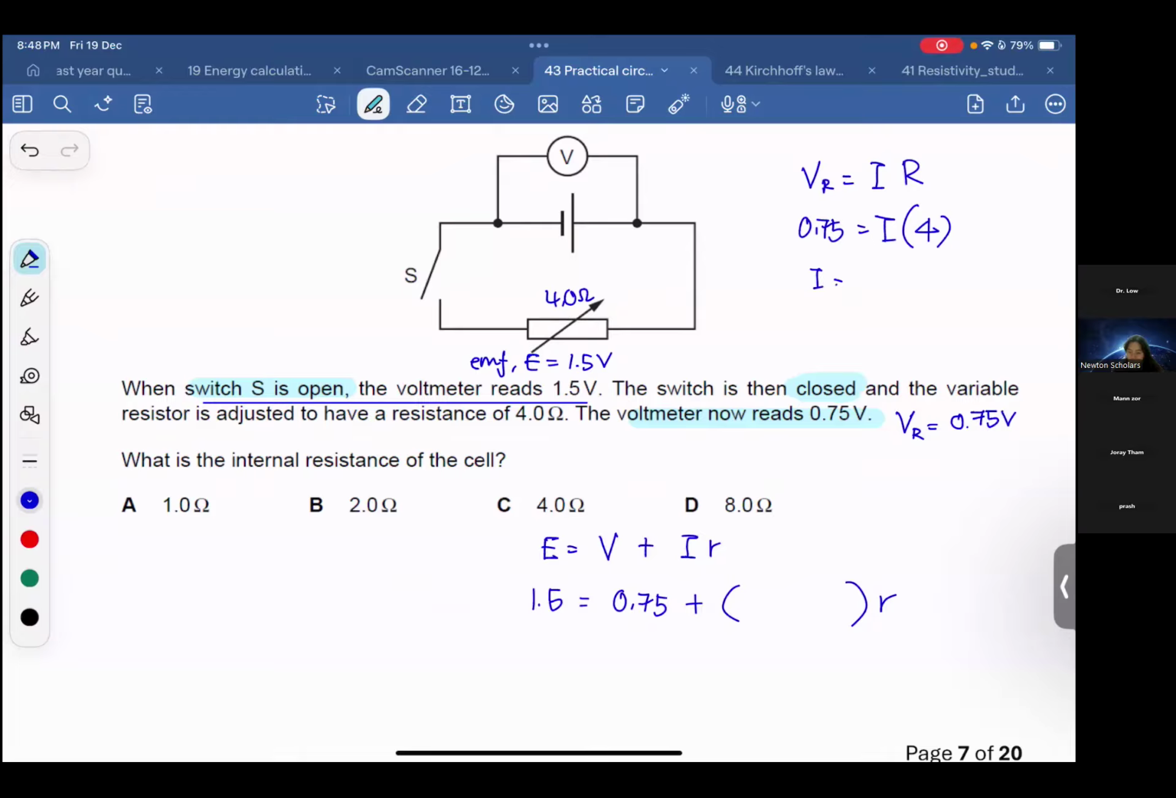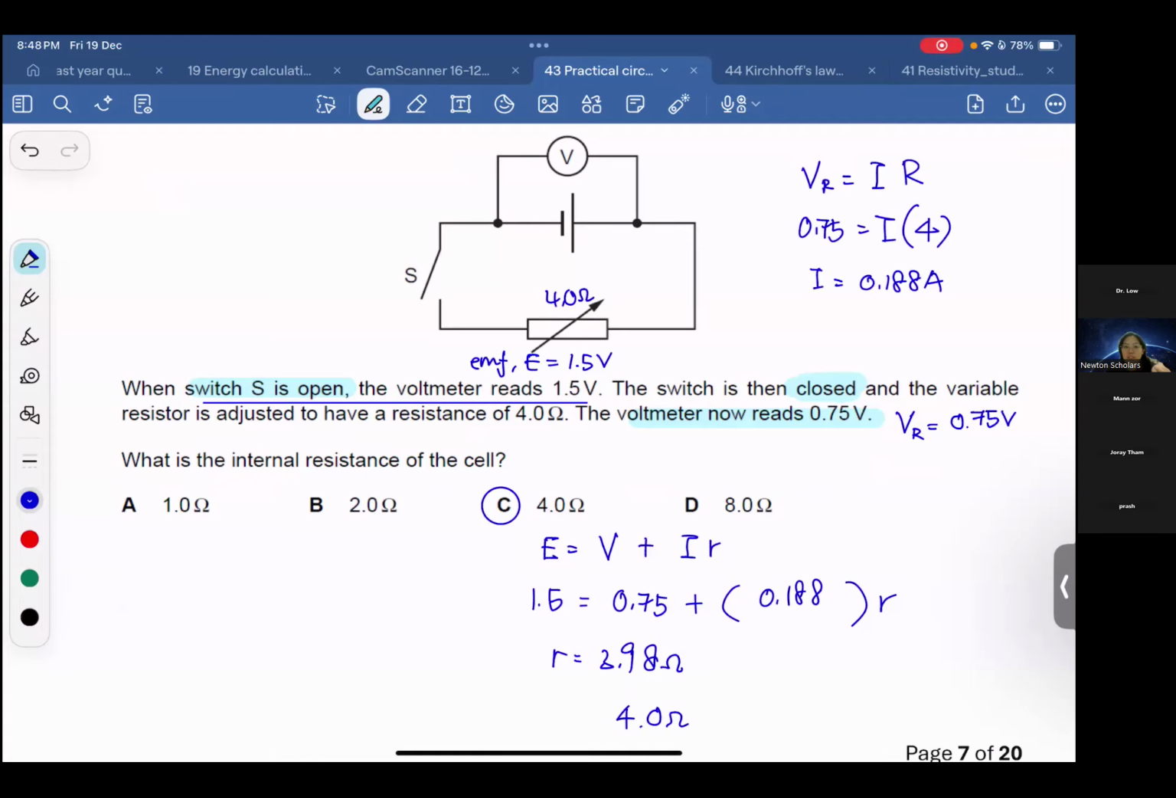So here, I equals 0.188 ampere. Then after that, your answer should be 3.98 ohm. So it's actually 4.0 ohm. If we make it two significant figures, it will become 4.0 ohm.